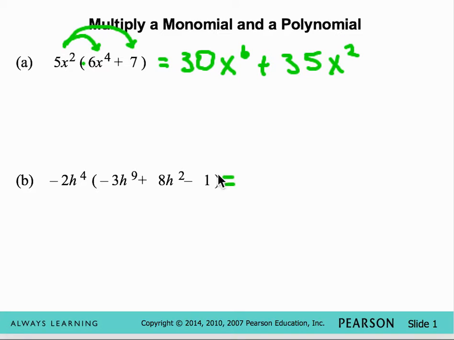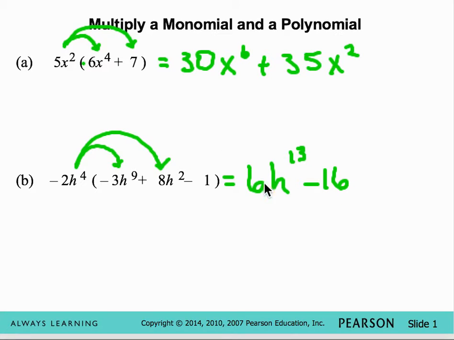Same thing here, except I'm going to distribute this term times every term in the trinomial. Okay, so negative 2 times negative 3 is positive 6. h to the fourth times h to the ninth, 4 plus 9 is 13. Negative 2 times positive 8, negative 16. h to the fourth times h squared, 4 plus 2 is 6, so h to the sixth. And then finally, just times negative 1, so that'll be positive 2h to the fourth.